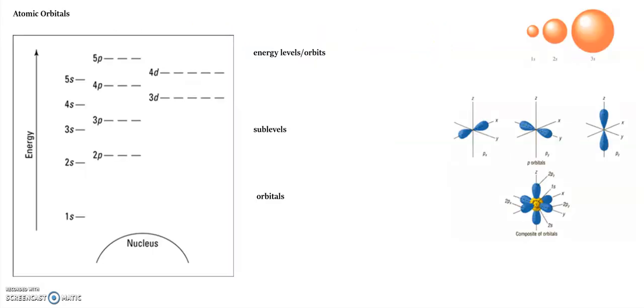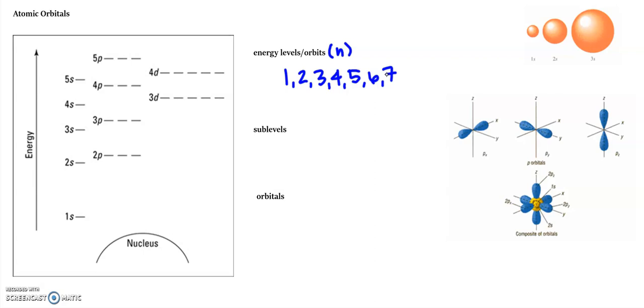So these atomic orbitals, okay, I'm going to come back to this first diagram on the left here, but let's fill this in the middle here. Energy levels or orbits. We just talked about them as being this N, we use the letter N for them, and they can be 1, 2, 3, 4, 5, 6, and 7. So they're 1 through 7. So those are those energy levels around the nucleus.